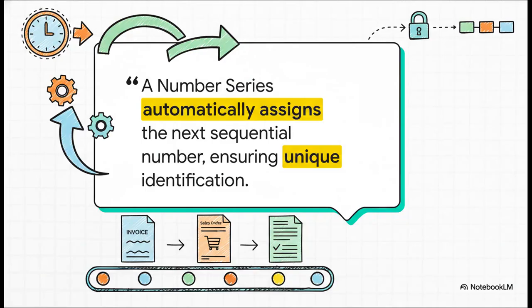Another core piece of automation is the number series. Now, this might seem basic, but it's absolutely fundamental. It makes sure that every invoice, every sales order, every document gets its own unique sequential number automatically. It's the foundation for organized, traceable records.